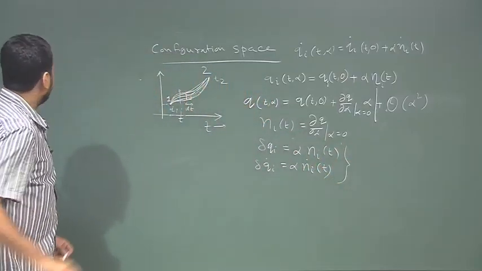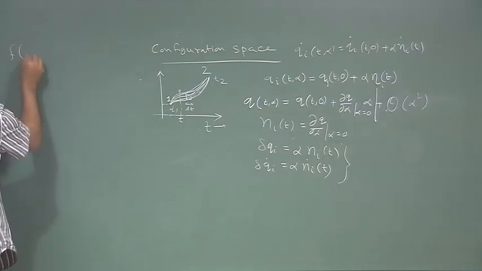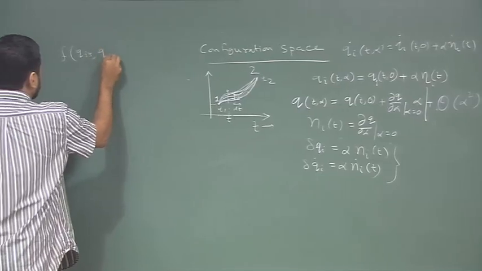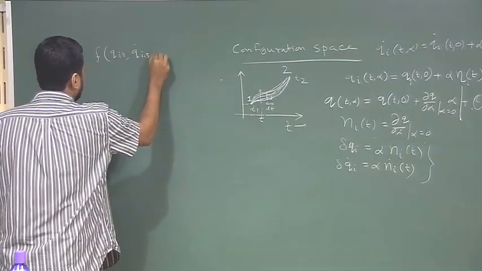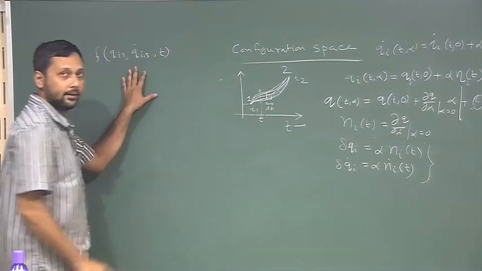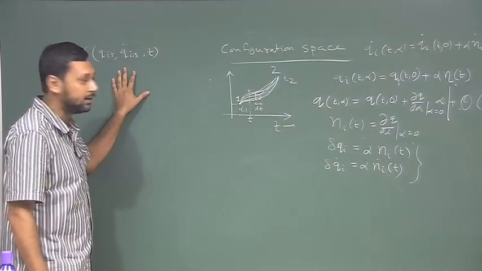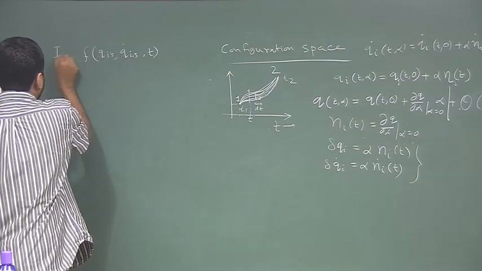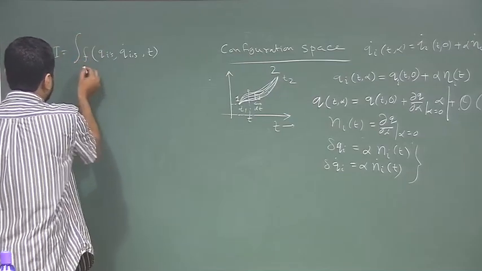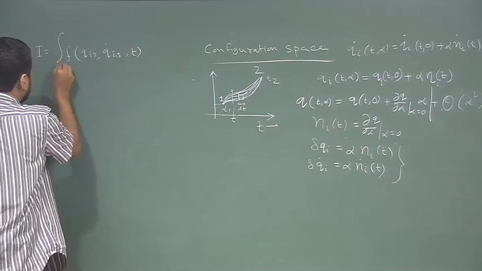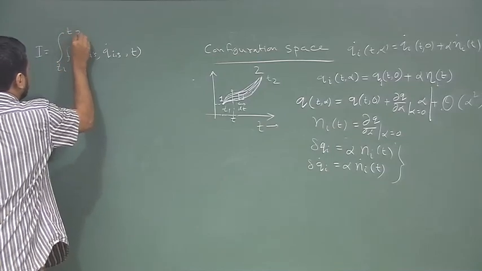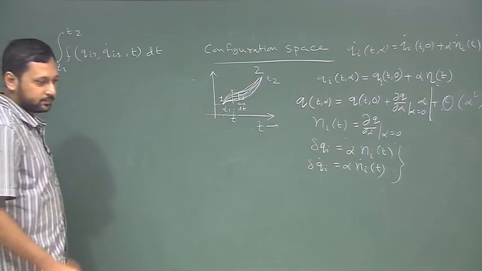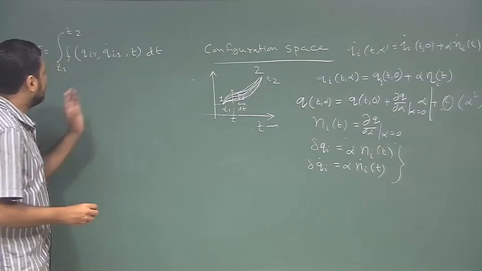Now, we take any function f which is a function of the q_i's, q_i dots and time. It could be a Lagrangian, it could be any other function. So, let us take a general form, and let us say this integration exists, which is between t1 and t2, dt, right.